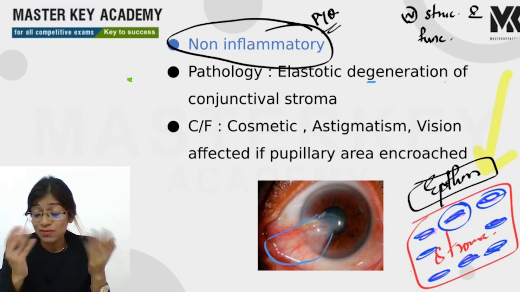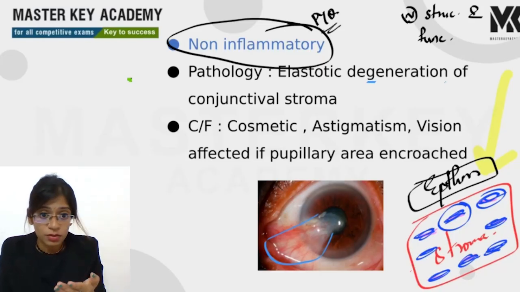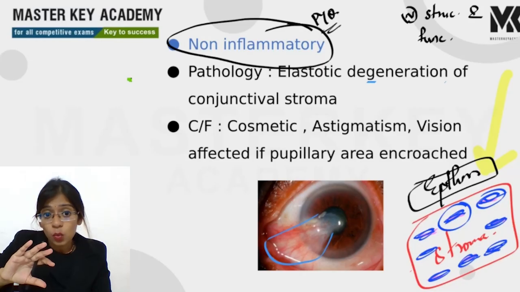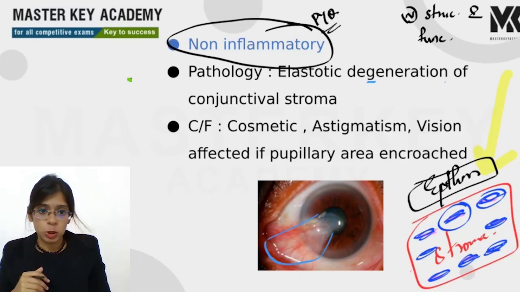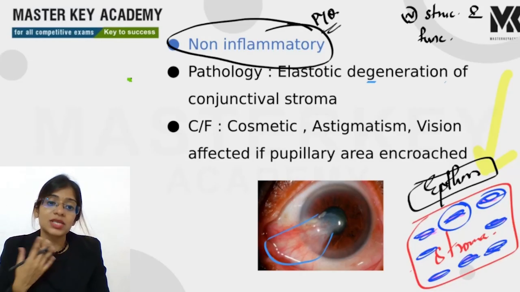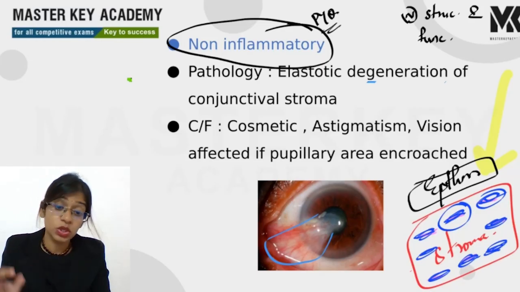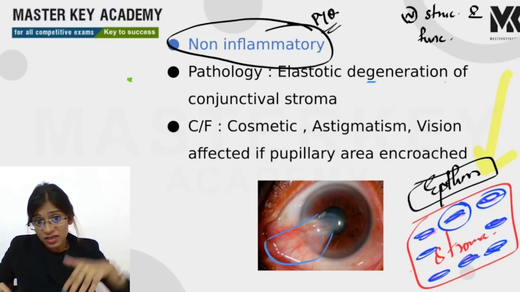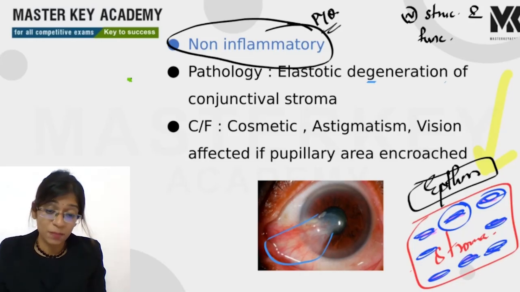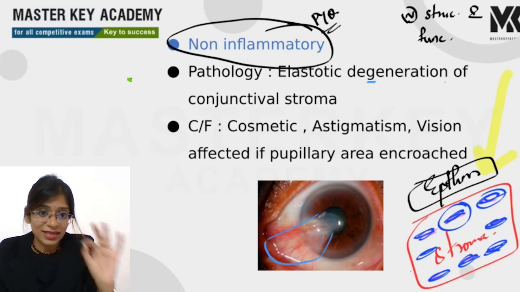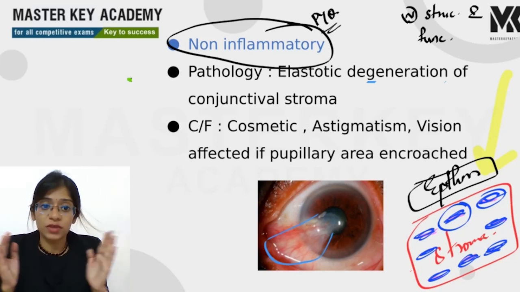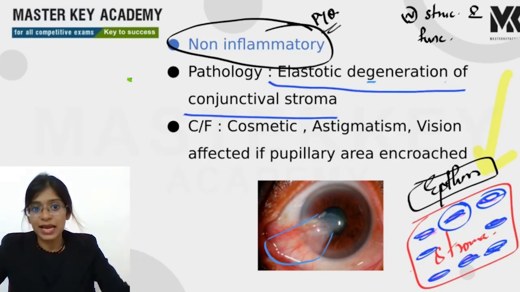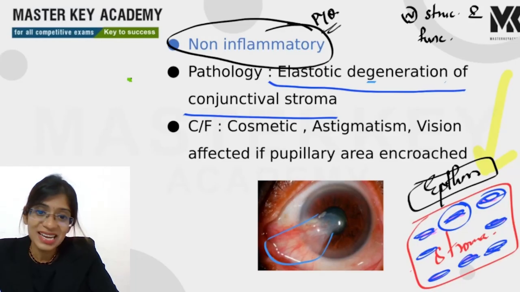When they examined it under the microscope, they saw that these normal collagen fibers were looking like elastic fibers. Where are elastic fibers found? In our epiglottis, Eustachian tube, vocal cords, elastic fibers are there. So these collagen fibers started looking like those elastic fibers in the body. Because of that, they described the pathology of the pterygium as elastotic degeneration of the conjunctival stroma. It's elastic-like degeneration of the conjunctival stroma.